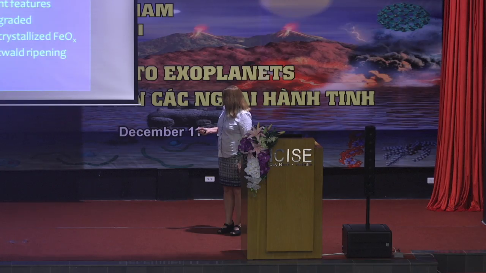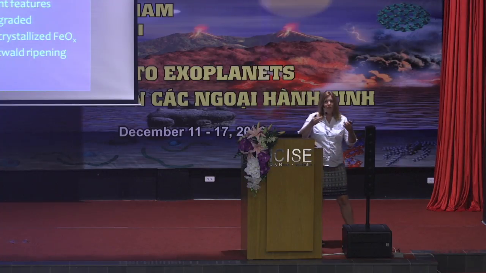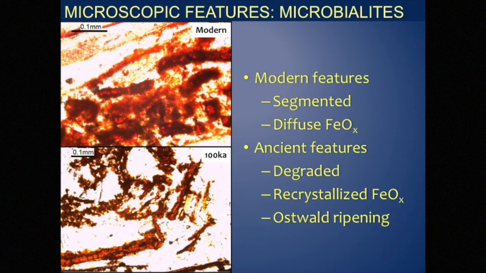So there's some degradation, but the segmentation is still recognizable. And what we're seeing is this Ostwald ripening, as these smaller crystals are being lost at the expense of larger crystals. And these are probably more amorphous iron oxyhydroxides that are just dehydrating to more stable phases.